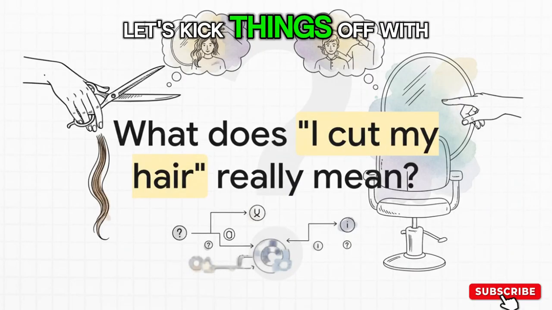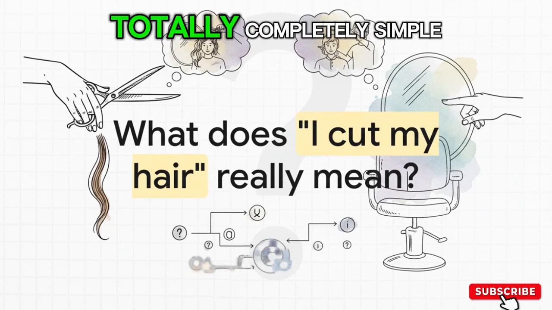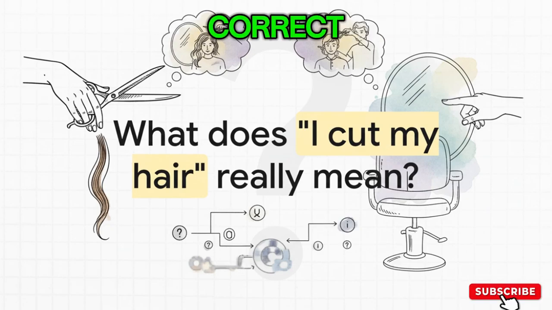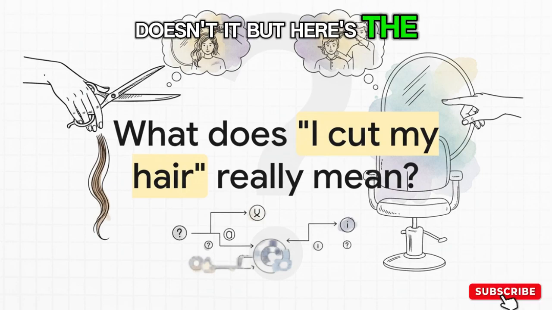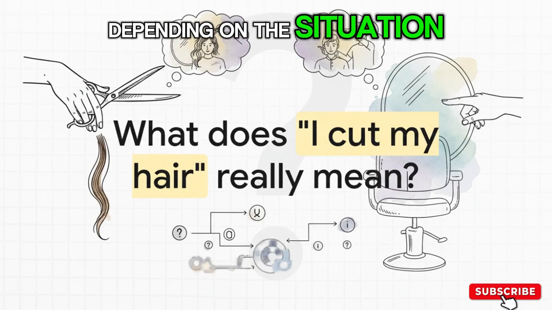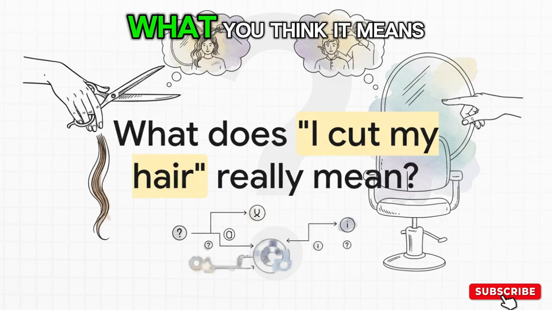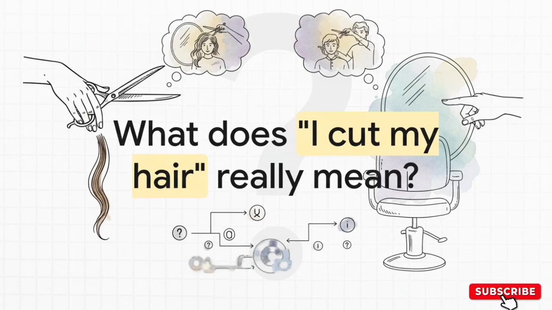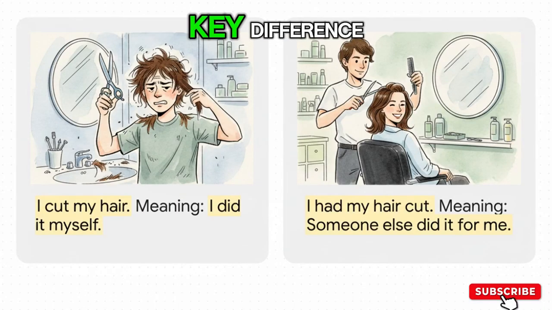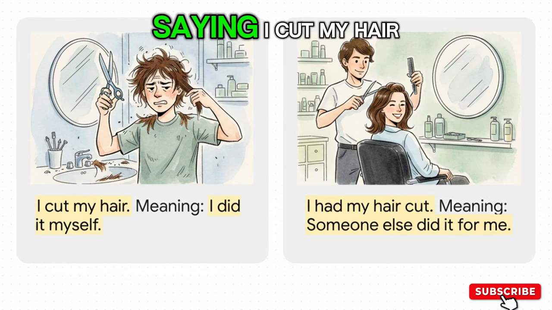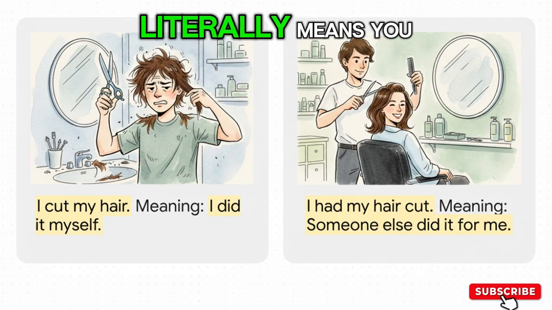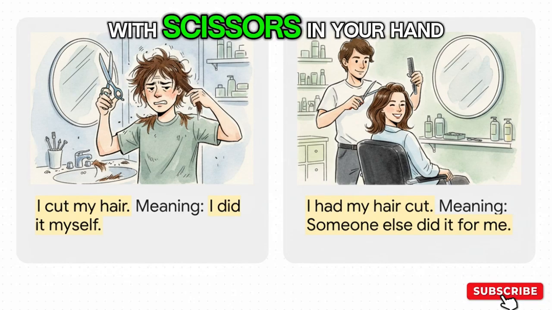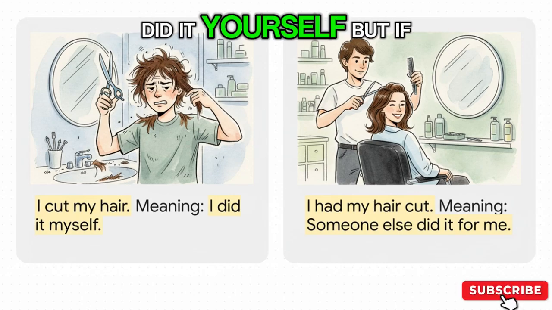Okay, let's kick things off with a sentence that seems totally, completely simple. I cut my hair. Sounds correct, doesn't it? But here's the thing. Depending on the situation, it might not actually mean what you think it means. And here is the absolute key difference. Saying I cut my hair literally means you, with scissors in your hand, did it yourself.